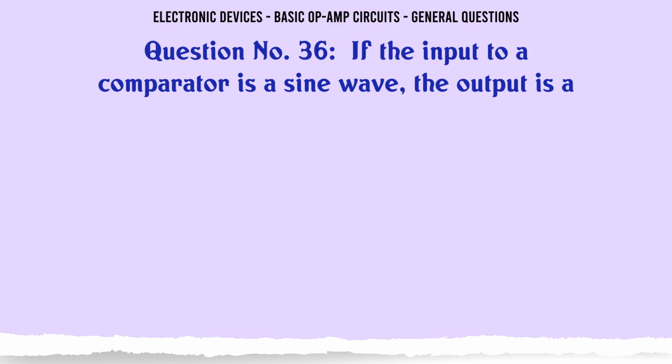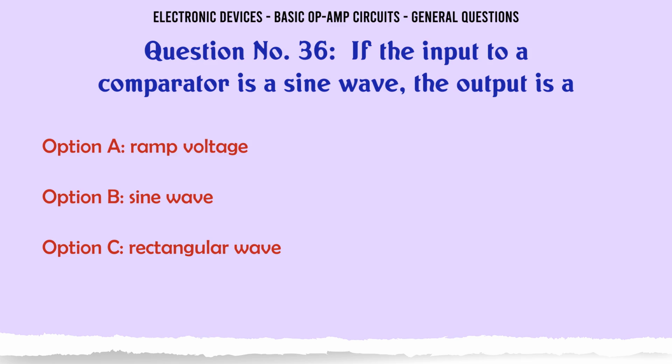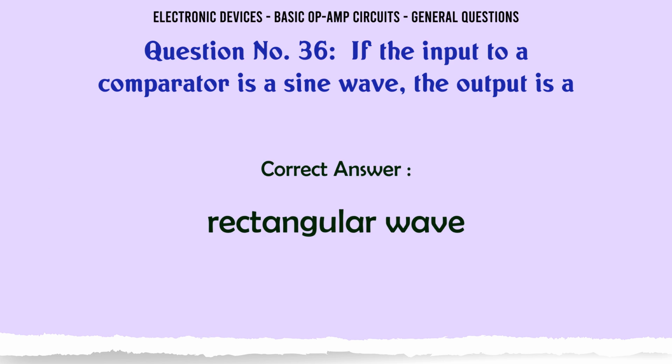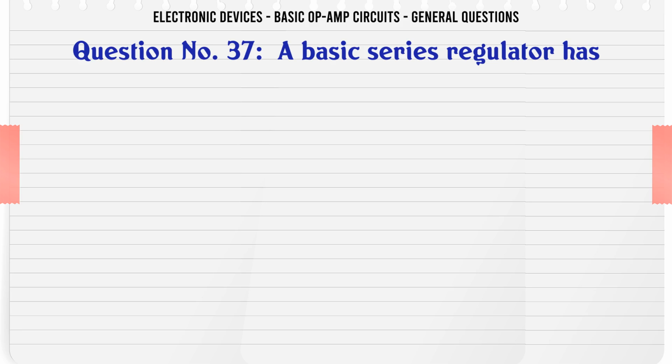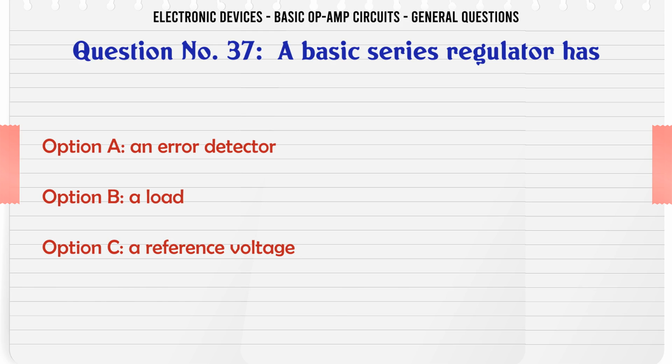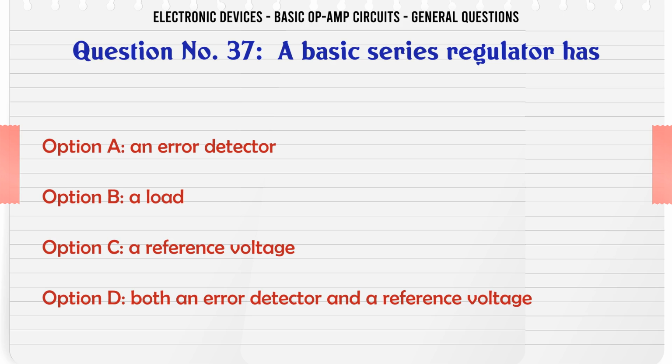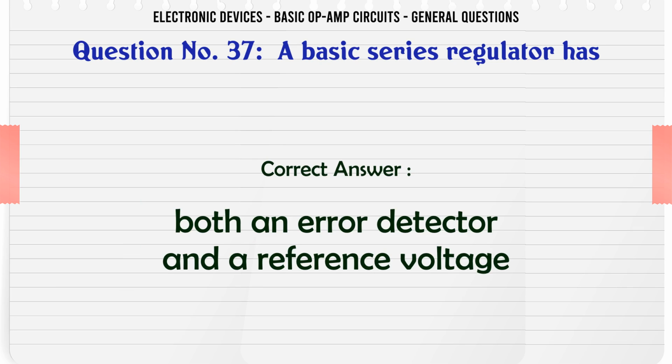If the input to a comparator is a sine wave, the output is A. Ramp voltage. B. Sine wave. C. Rectangular wave. D. Sawtooth wave. The correct answer is rectangular wave. A basic series regulator has A. An error detector. B. A load. C. A reference voltage. D. Both an error detector and a reference voltage. The correct answer is both an error detector and a reference voltage.